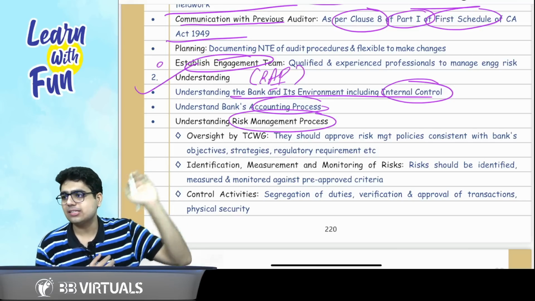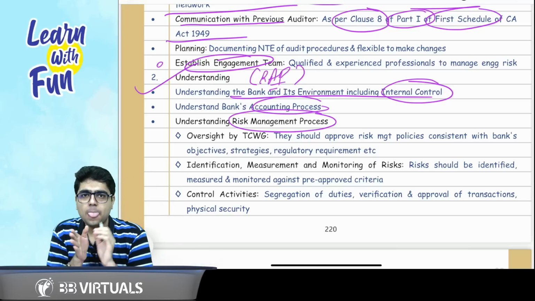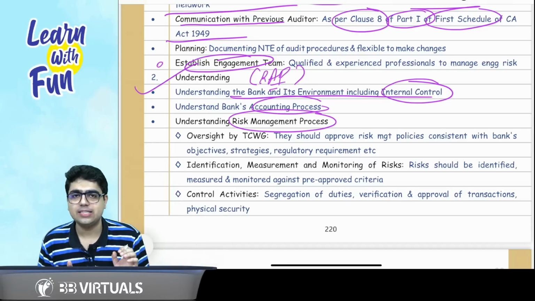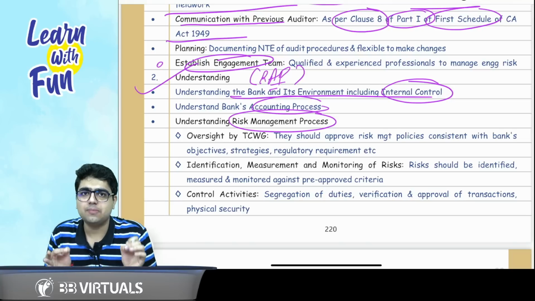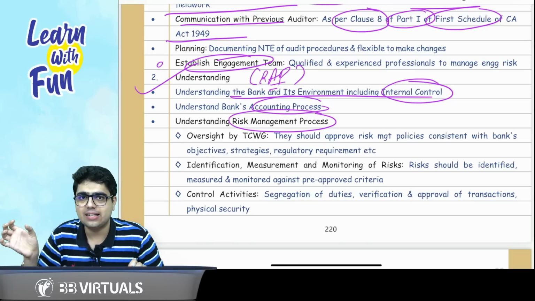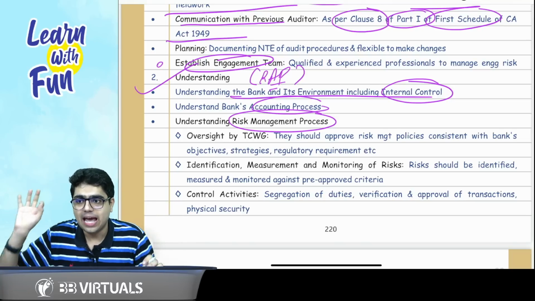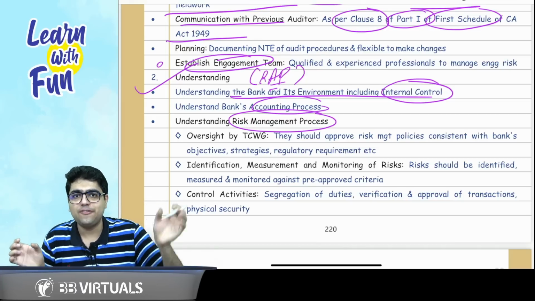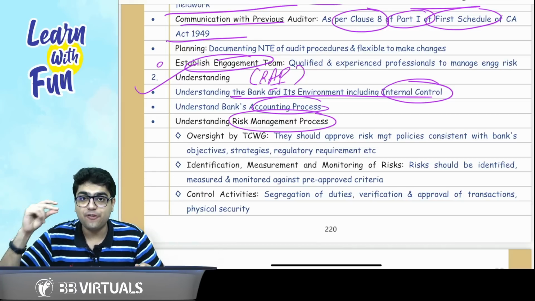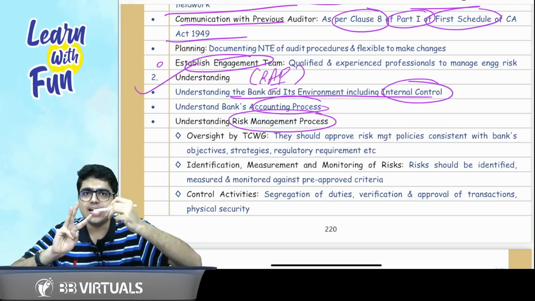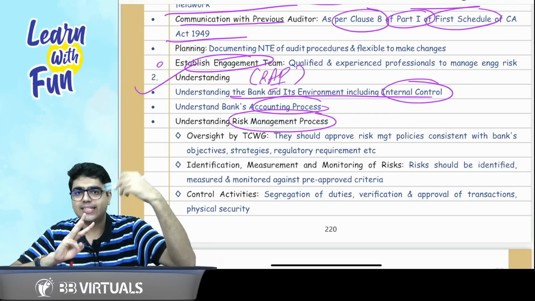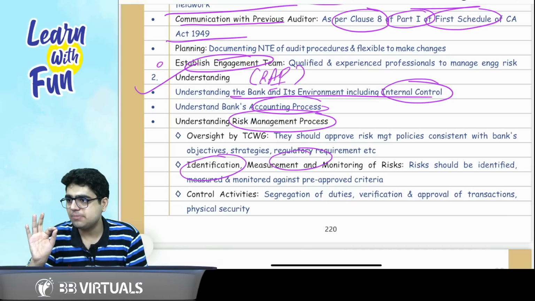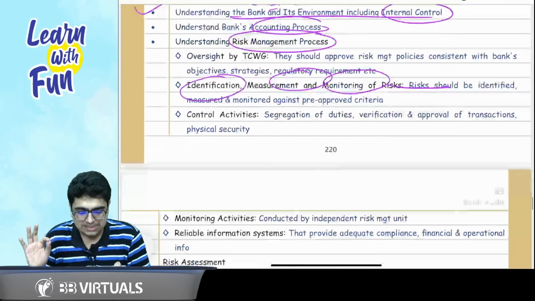Sir, what is the risk management process? First of all, it will be taken care of by the TCWG, and as in every risk management process, first of all, you identify the risk, then controls for them. As I told you in the class, risk hai toh control hai. For every risk, there should be control. And for risk, you need to do three things: identification, measurement, monitoring. Say it after me. Identification, measurement, and monitoring of risk.